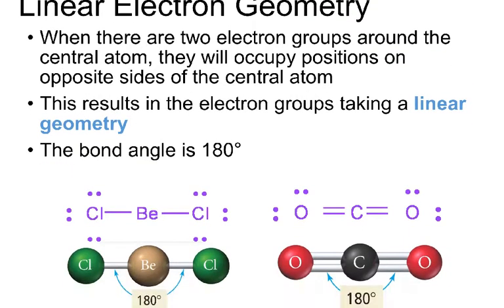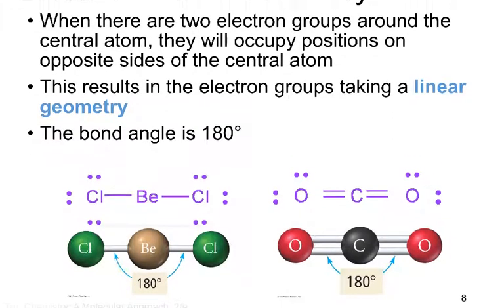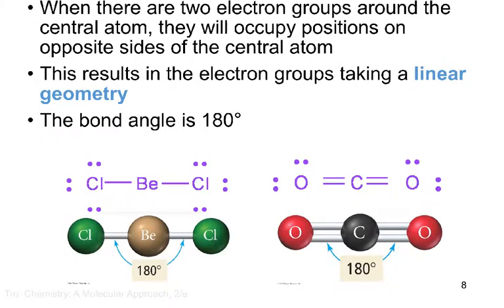So first, our simplest one, when there are 2 electron groups, they're going to occupy positions on opposite sides. That's as far apart as they can get. This is a linear geometry because they're all in a line, and the bond angle is 180 degrees. So the two groups are as far apart as they can be, 180-degree bond angle. That's called a linear geometry.